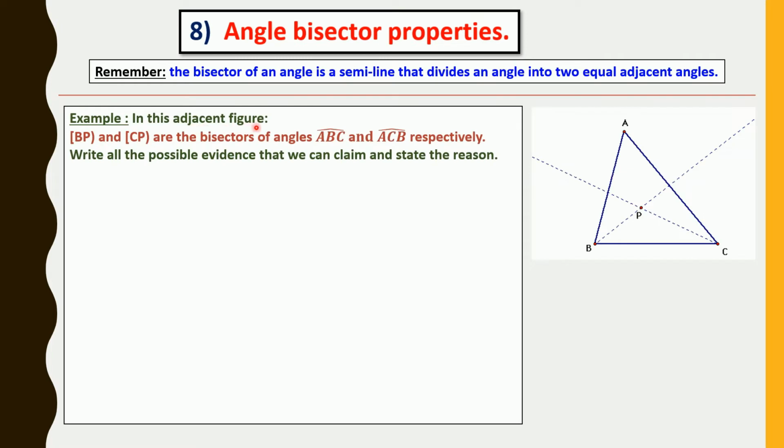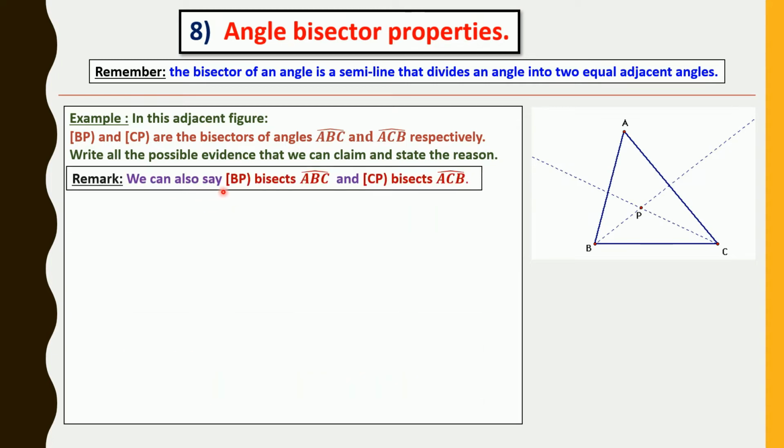Example: in this adjacent figure, BP and CP, these two semi-lines, are the bisectors of angles ABC and ACB respectively. It means BP is the bisector of ABC and CP is the bisector of ACB. We follow the same order. Write all the possible evidence that we can claim and state the reason. Remark: we can also say BP bisects ABC and CP bisects ACB.